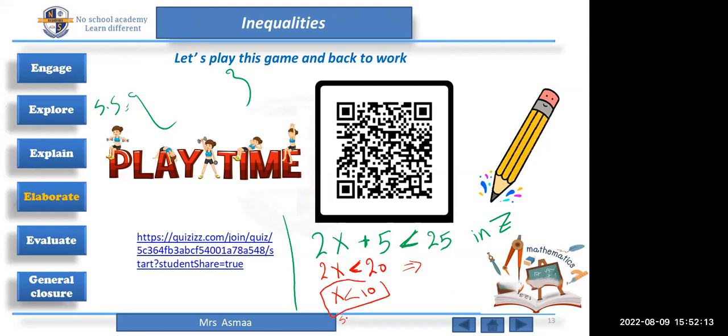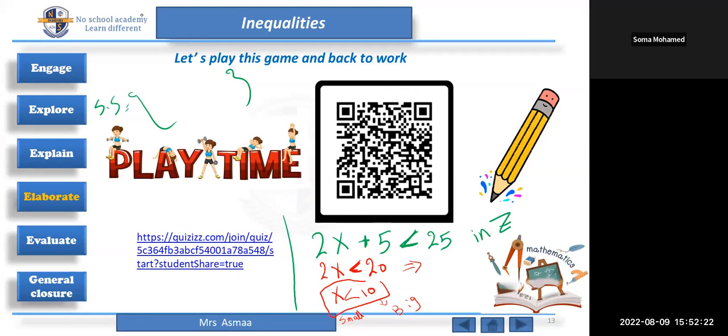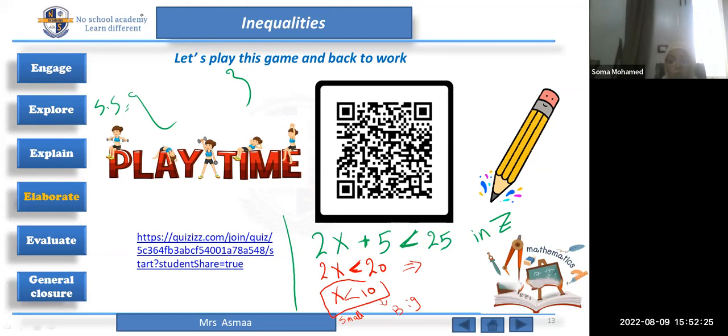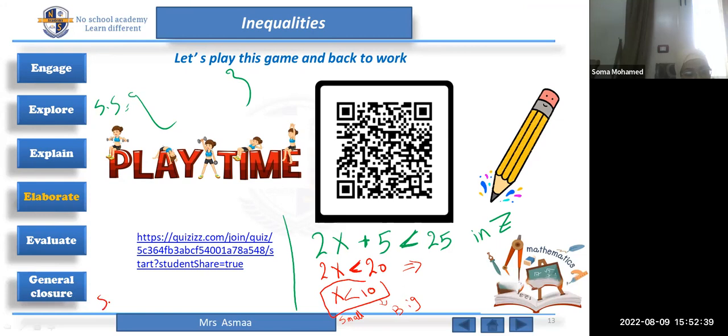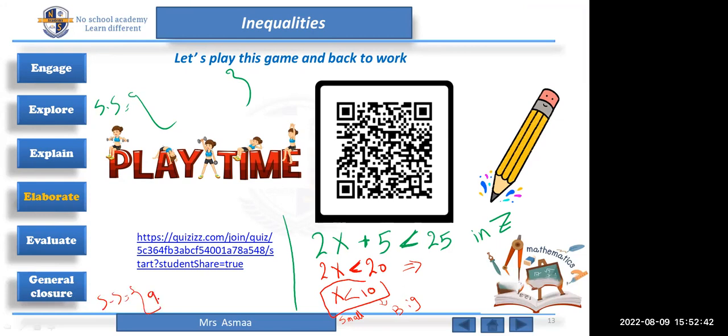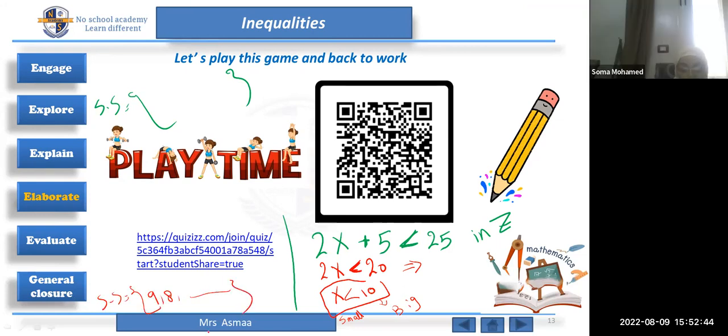This is the small side and this is the big side. What is the meaning of this? It means I want the numbers in Z which are smaller than 10. Okay? So what is my solution set equal to? 9, 8, and so on. Okay.